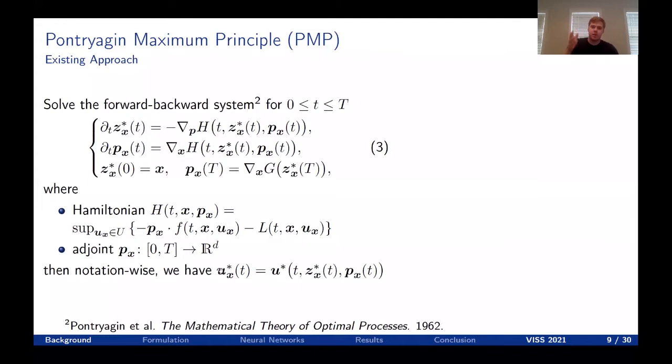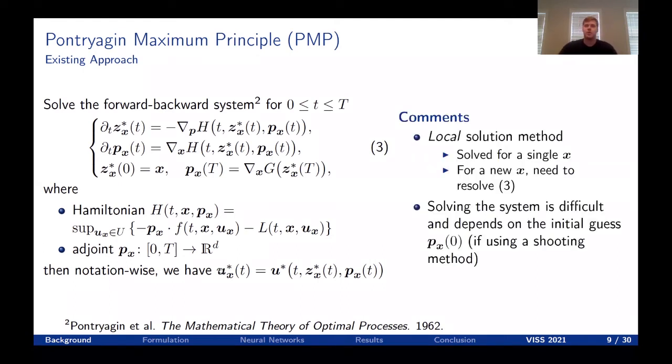So there are a couple of ways people solve these problems. We're just going to talk about two. One is this Pontryagin maximum principle approach. And that essentially boils down to solving this forward-backward system of equations, which can be a pain to do in practice, but it scales well to high dimensions. So some of the comments there are, it's a local solution method. That means if I give you one initial condition X, and you solve this, but then I change the X, you're going to have to resolve the whole thing.